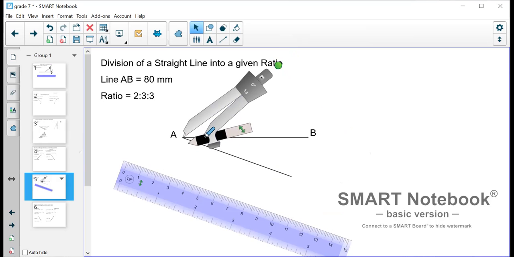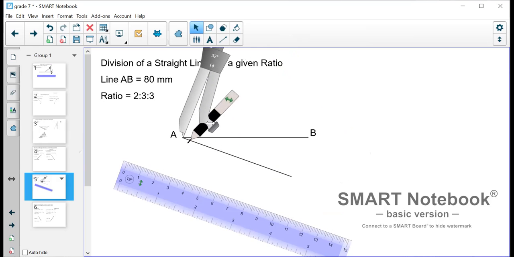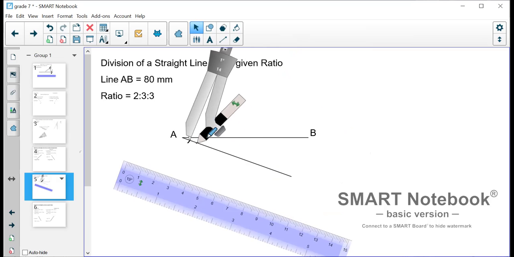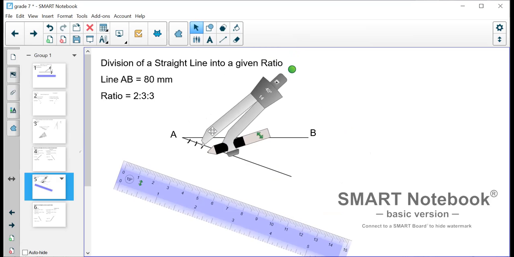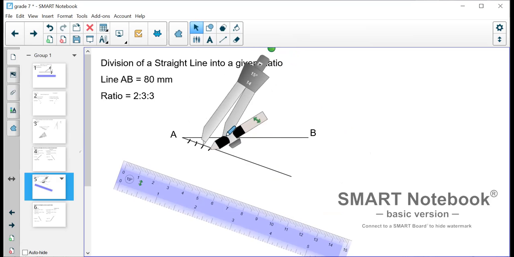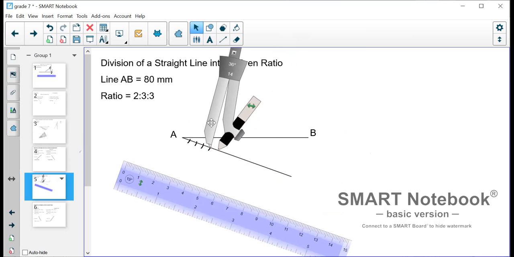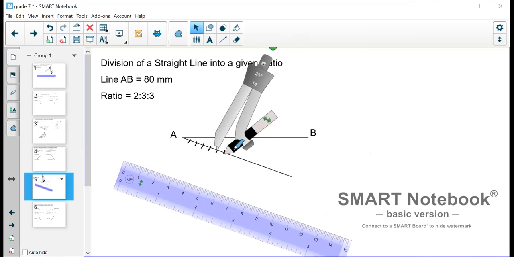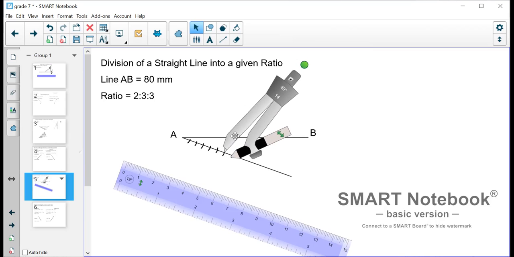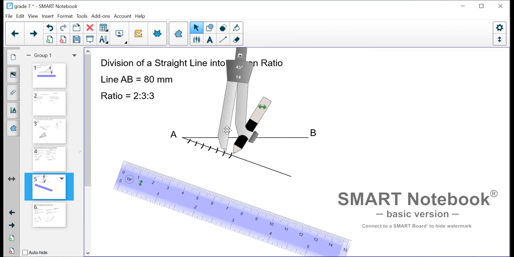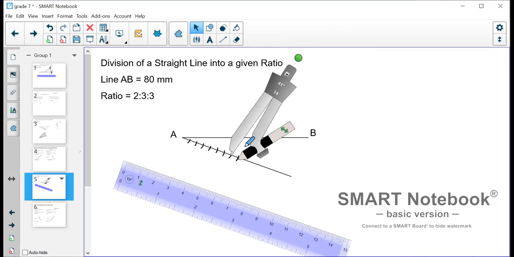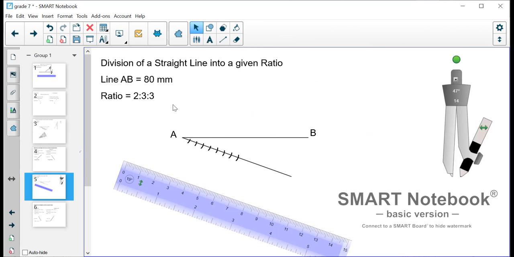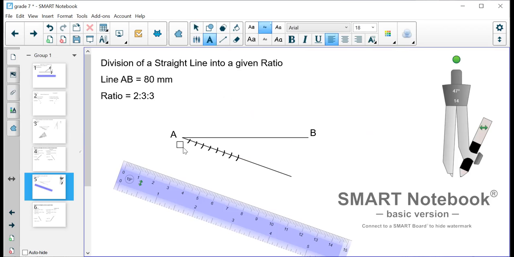So we simply mark off the divisions 1, 2, 3, 4, 5, 6, 7, 8. So there we have our 8 divisions. And yes, it's important that we number them.